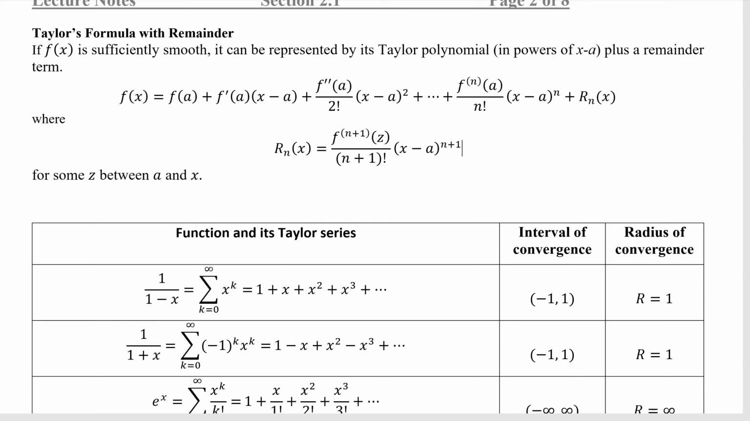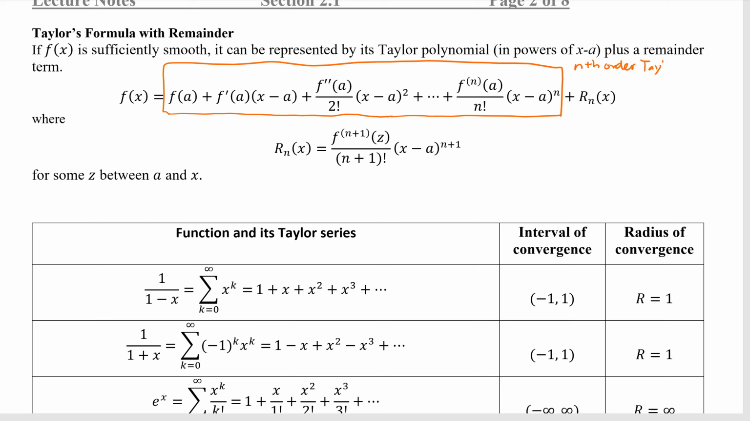So f of x equals f of a plus f prime of a times x minus a plus f double prime of a over 2 factorial times x minus a squared, and so on, plus the nth derivative over n factorial times x minus a to the power of n. So this is the nth order Taylor polynomial.